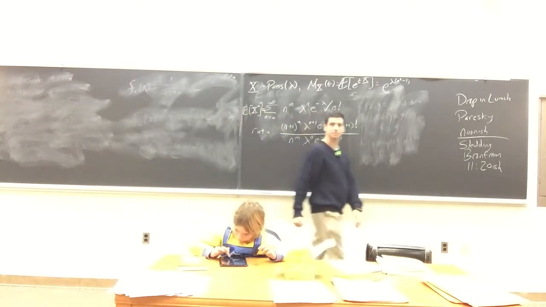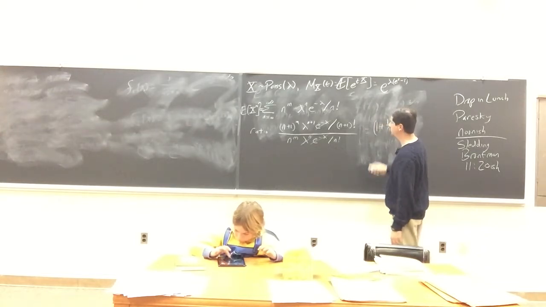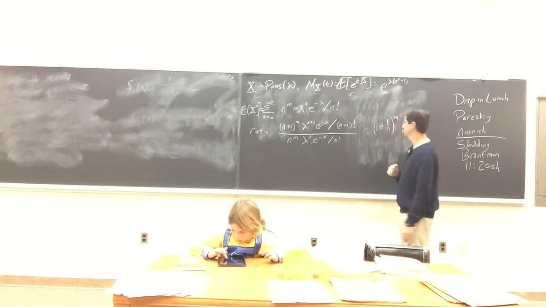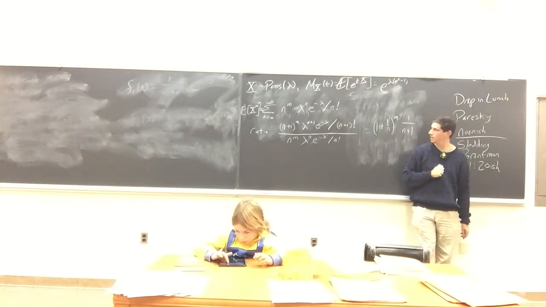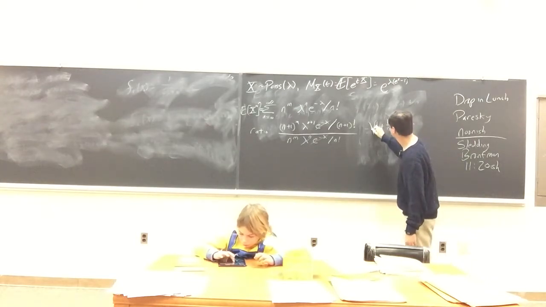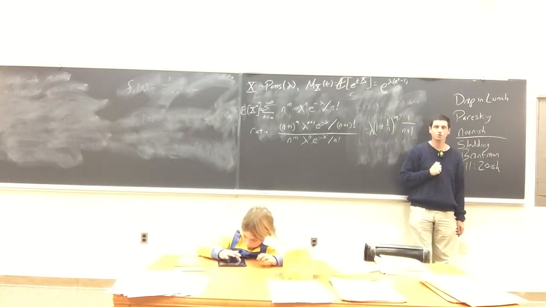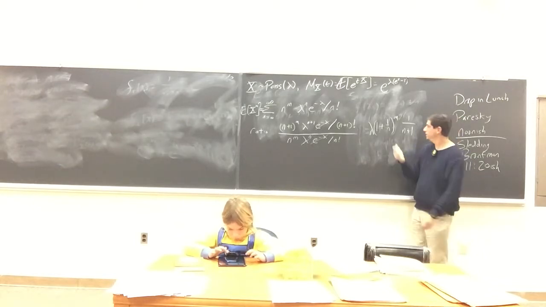So I'll have (1 + 1/n) to the m. And then I'm going to have a 1 over n+1. So what happens as n goes to infinity to this? So what happens as n gets very, very large? Yes, it's going to go to 0.